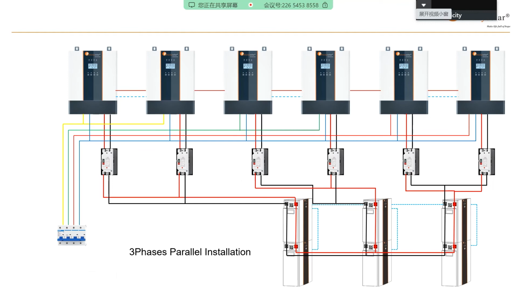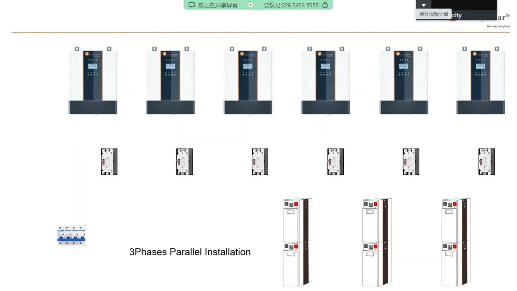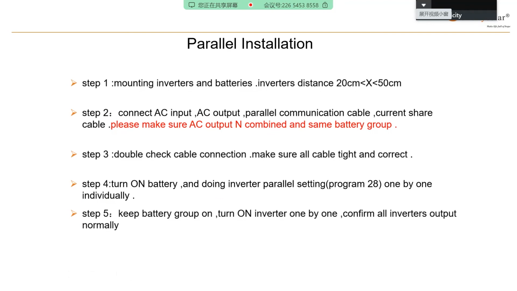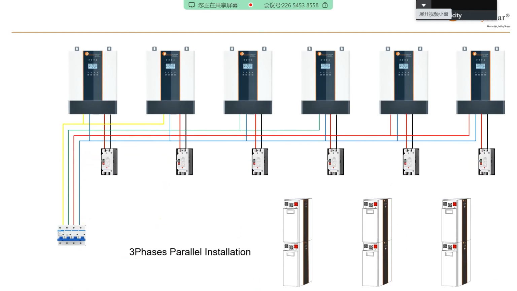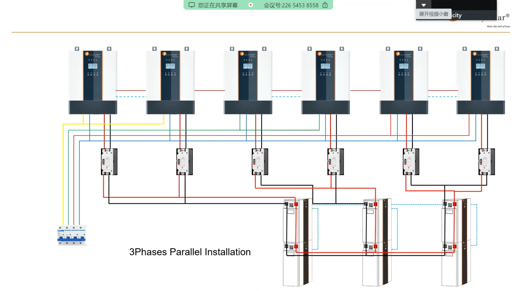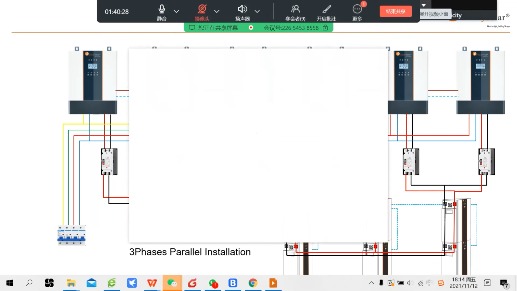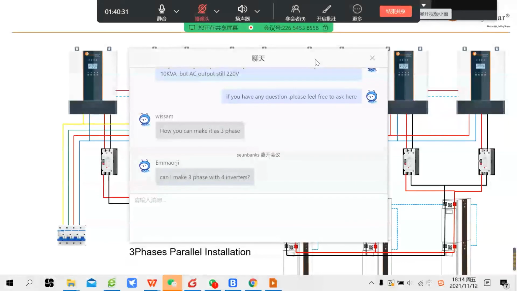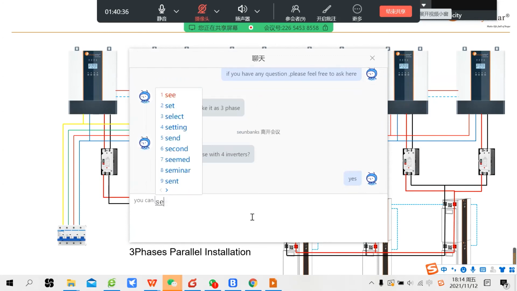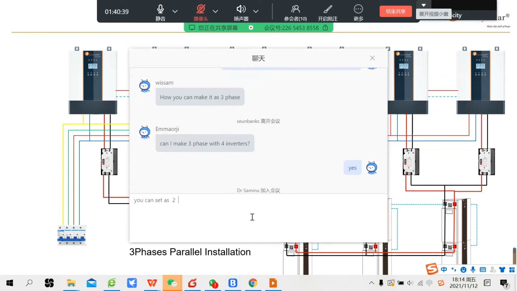So actually, I already explained all the details previously, so you can follow these steps. And this training I will show on YouTube in the Felicity channel, so you can double check the installation again, how to install and do the program setting. Yes, you can set it as 211.